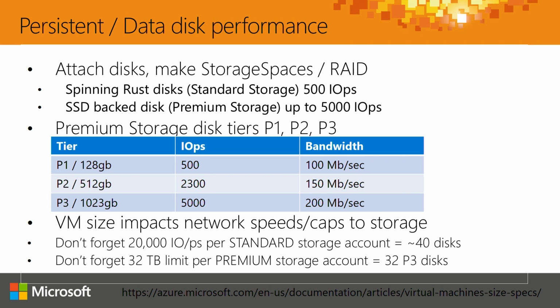I don't have that same limit on a premium SSD-backed system, but I do have a size limit, 32 terabytes, or 32 P30 disks, on my premium storage account. And if you remember, the G-Series machine can have up to 34 disks attached to it. So I'd have to split those across multiple premium storage accounts too.